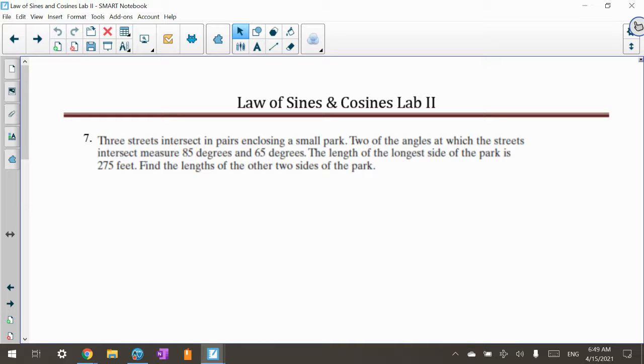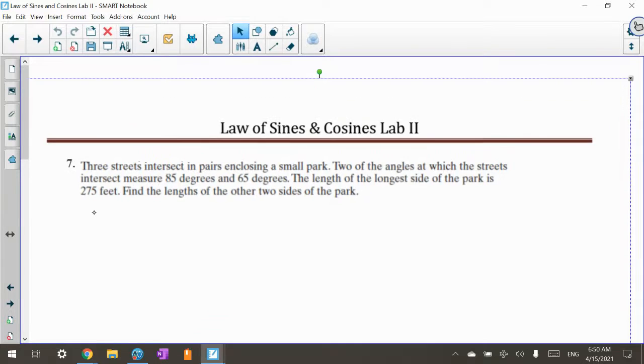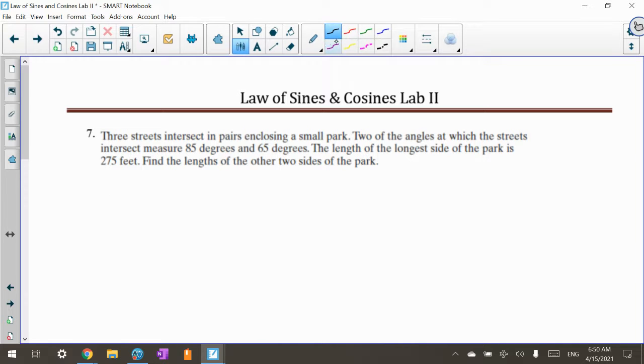3 streets intersect in pairs enclosing a small park. 2 of the angles at which the streets intersect measure 85 degrees and 65 degrees. The length of the longest side of the park is 275 feet. Find the lengths of the other 2 sides of the park. So this is a triangular park because there's 3 streets they're talking about.